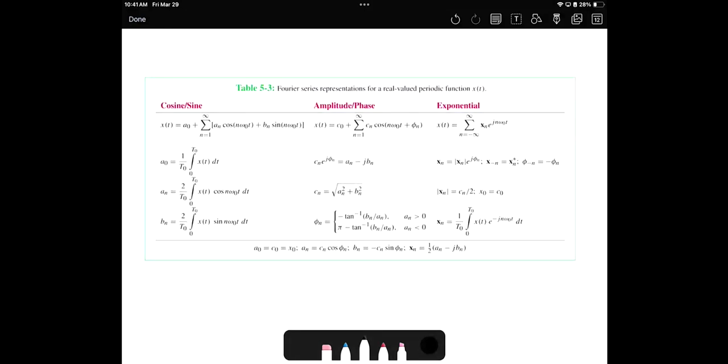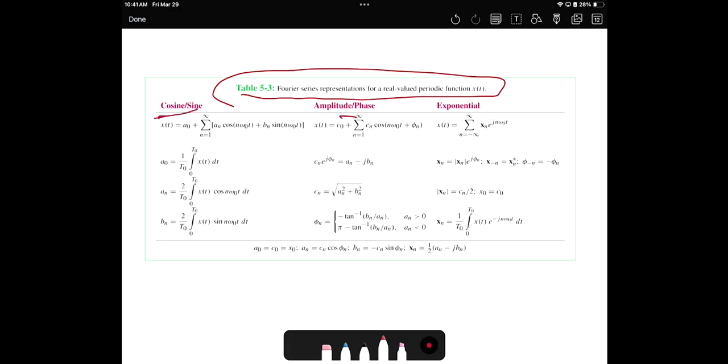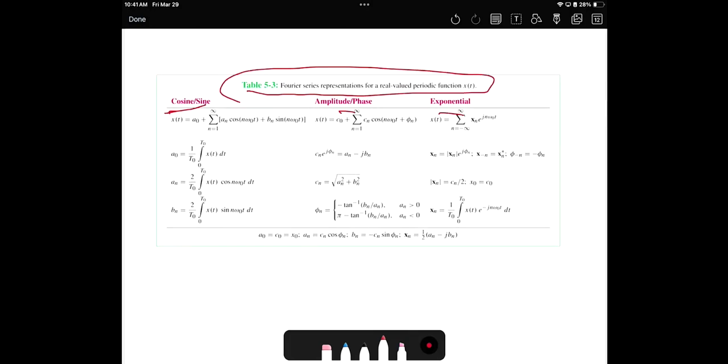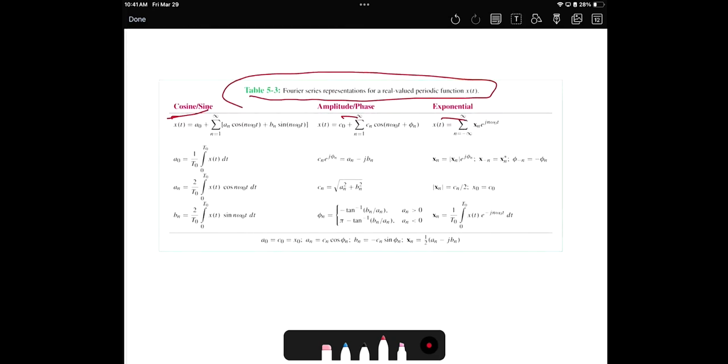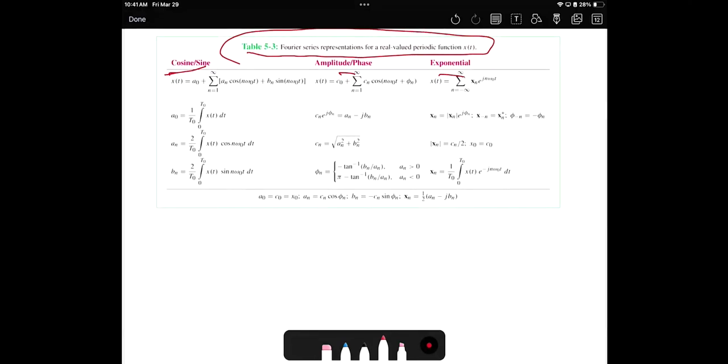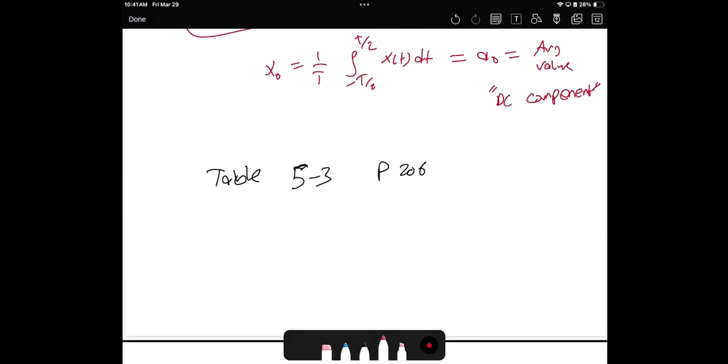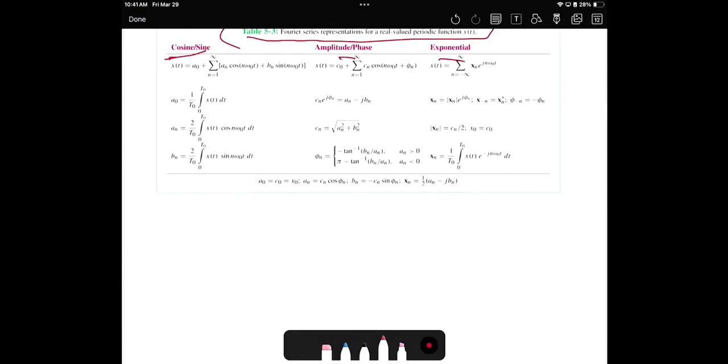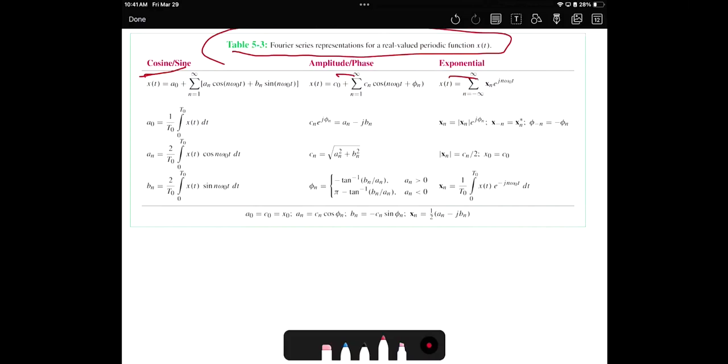So here is this table, summarizing the three different representations: sine, amplitude, and exponential. I should have the other table about the Fourier series in the complex exponential representation. Anyway, I will see it in the textbook and we can write it together. So again, this is the table. We know the cosine sine representation, we know the phase amplitude representation. This is the complex exponential, or sometimes they call it the exponential representation.